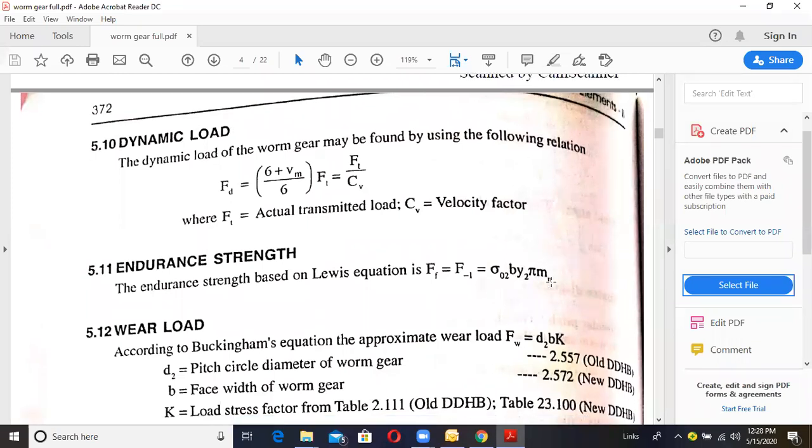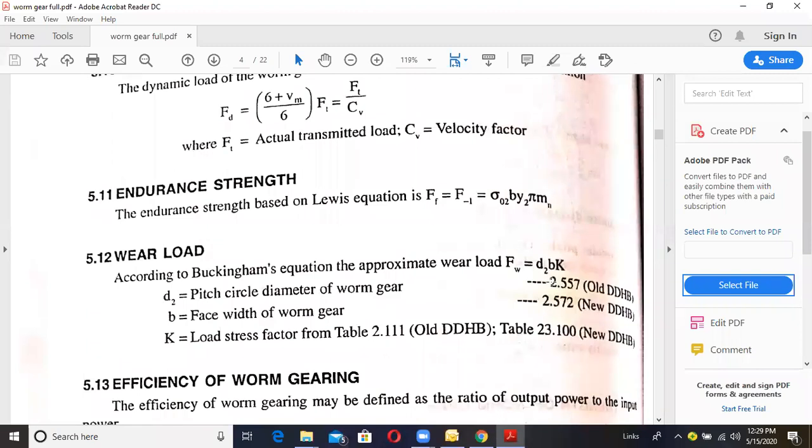Next is wear load. According to Buckingham's equation, this wear load formula is given by Buckingham. The wear load Fw is equal to D2 into B into K. So always here you have to take D2 only. D2 is the pitch circle diameter of the worm gear, B is the face width, and K is the load stress factor. From table 23.100 we are taking the value of K and we are calculating Fw. So this is the formula to calculate wear load.